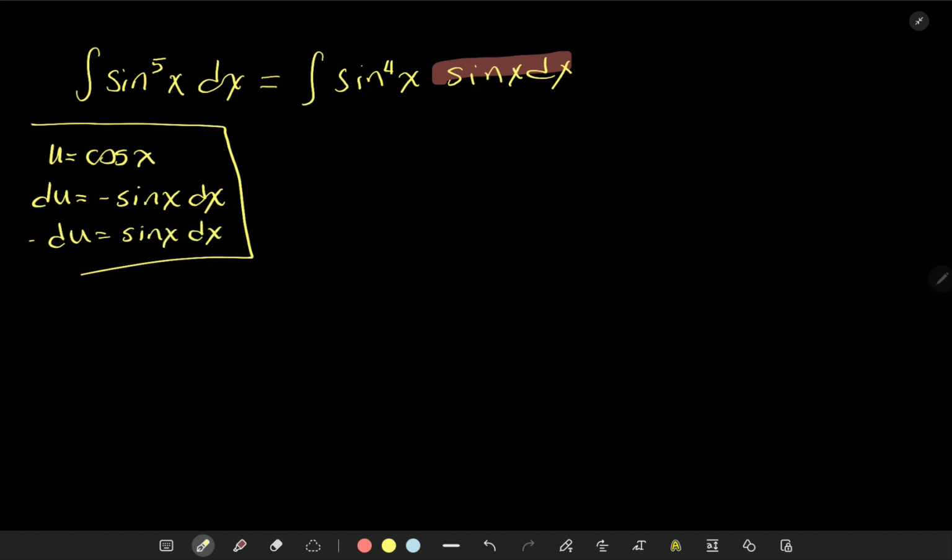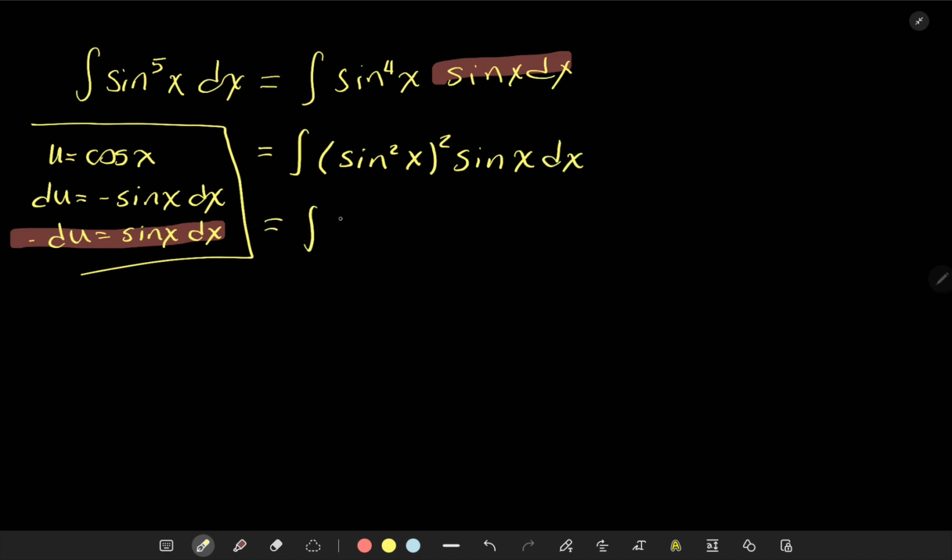So now you can write your substitution is going to be this right here, which is going to give me a negative du. And you say, well, but now I have no cosines, but that's the same thing we had before. This is going to be a sine squared squared, and then that sine squared I'm going to replace with 1 minus cosine squared. And this cosine will appear in my integral the way I needed it. So it's going to be 1 minus cosine squared x, squared, times the sine x dx.